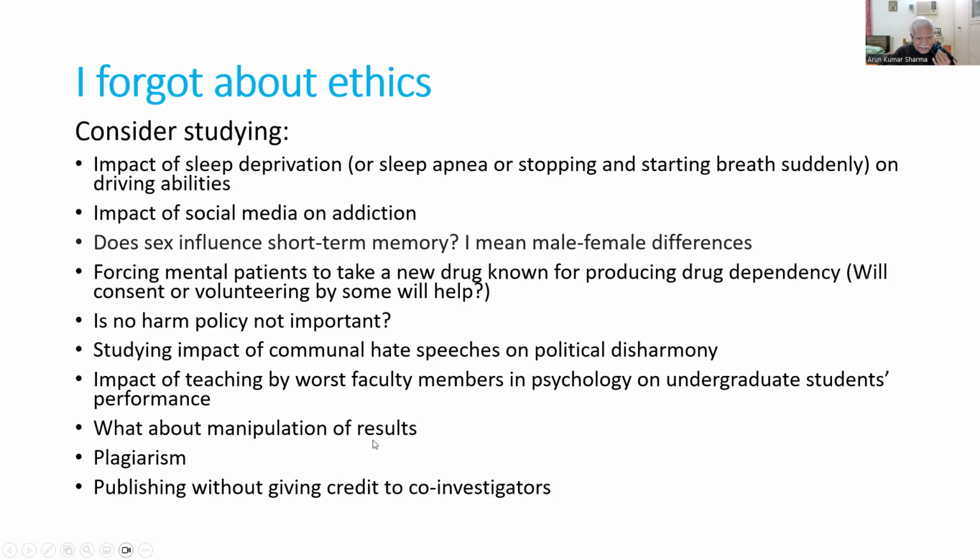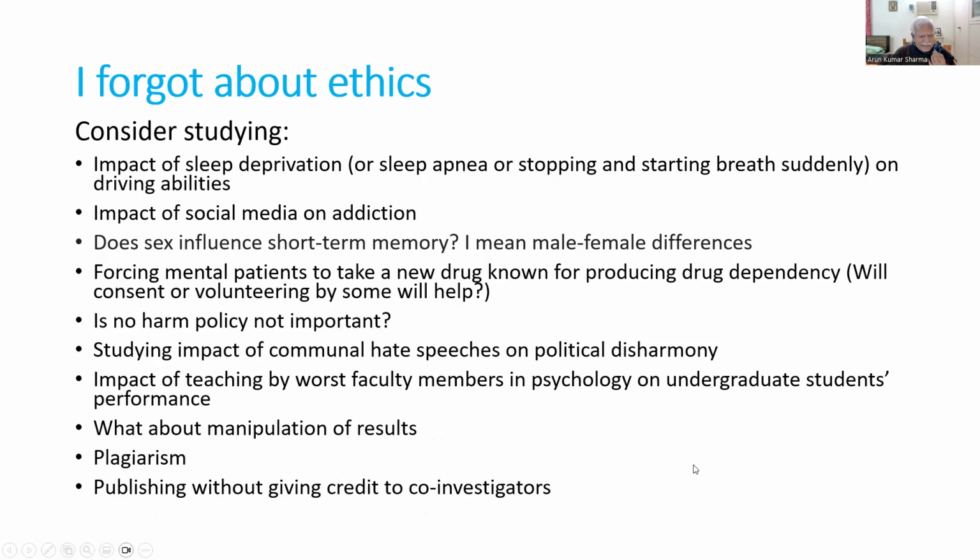And if it is ever discovered, then you may lose your PhD thesis, or you may lose your job if it is found that in your PhD thesis results were manipulated. Similarly, plagiarism, copying from somewhere, and publishing without giving credit to co-investigators.